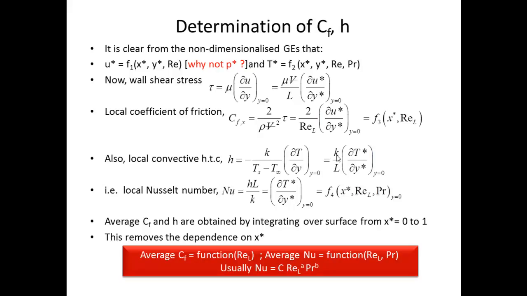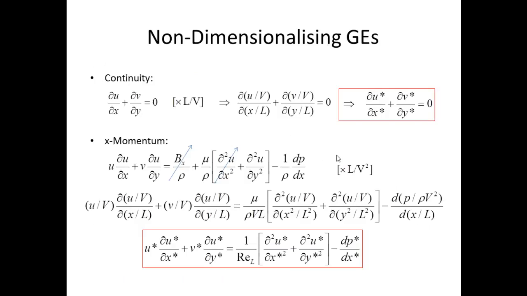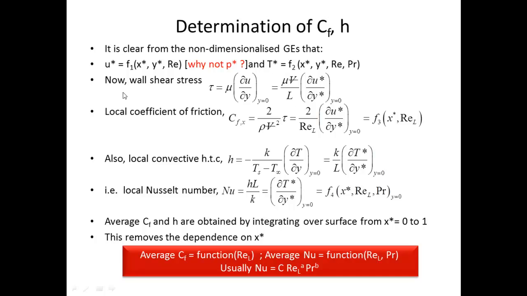Next we will look at the procedure for determination of the friction factor Cf and the heat transfer coefficient h. We will look at the functional dependence of these two important parameters. If you look at the non-dimensionalized x momentum equation here, we see that the u velocity becomes a function of x, y, and Reynolds number. So u star is a function of x star, y star, and Reynolds number.